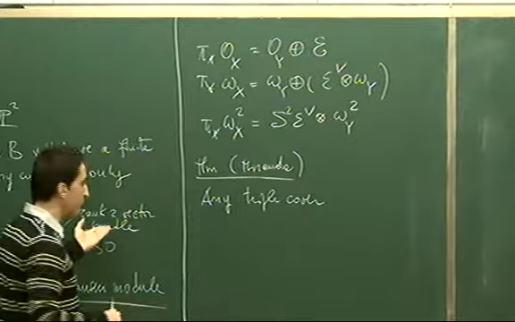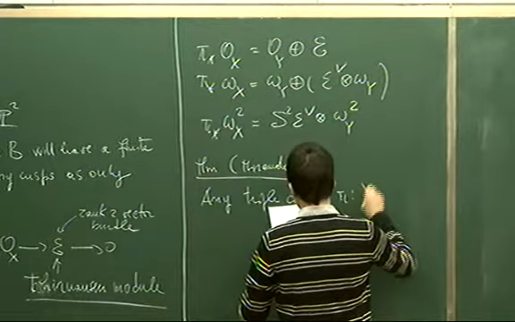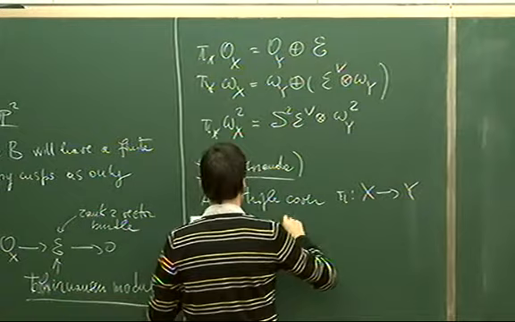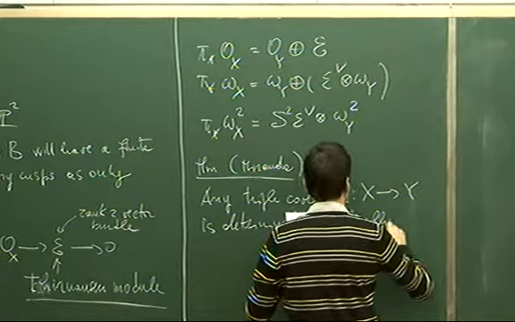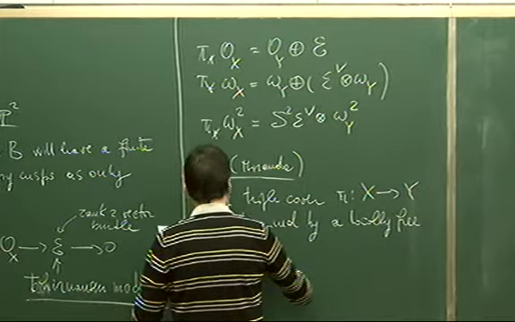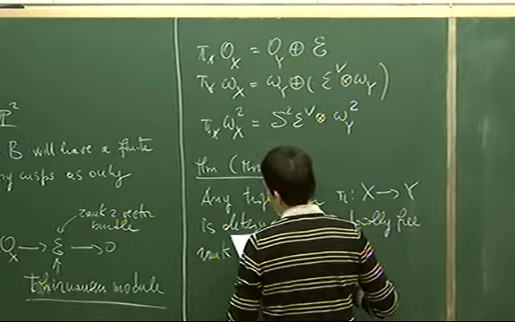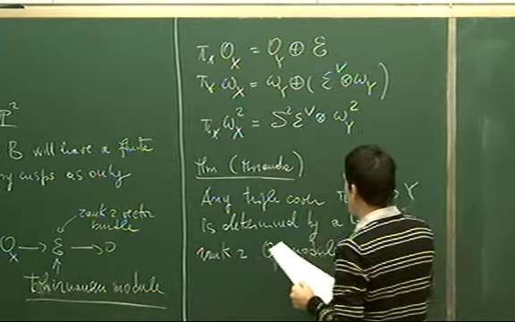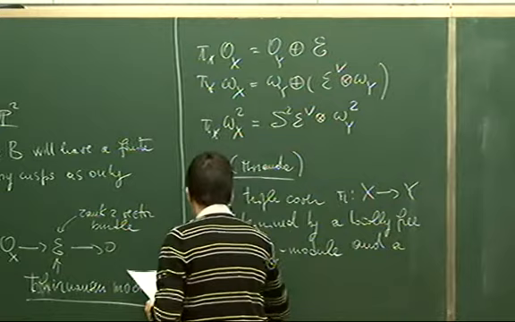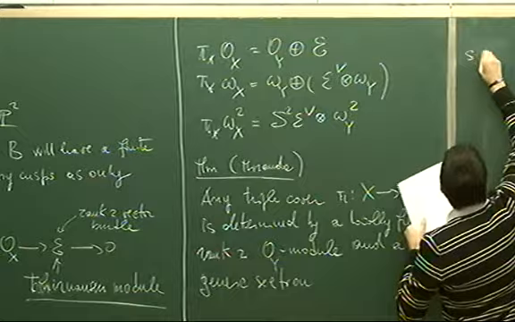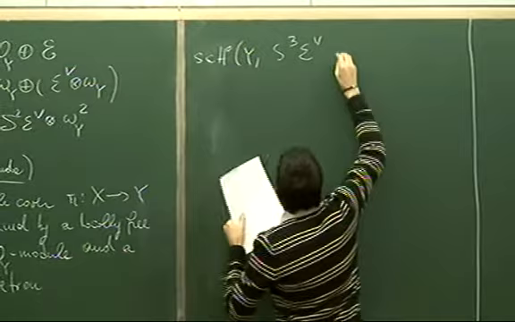Any triple cover of this type is determined by a locally free rank 2 module on Y. In general, it is not necessary that Y is P2. This is a general theorem. The cover is flat, of course. So it is determined by a rank 2 Y module E and a generic section s in H0 of Y, S3 E dual tensor det of E, and conversely.